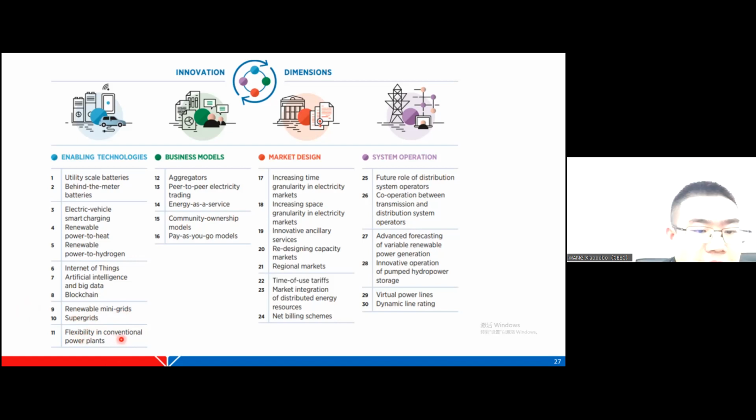And the flexibility in the conventional power plant, which means in this case coal-fired or gas-fired power plants, will follow the renewable. The business model, we need peer-to-peer electricity trading, energy as a service, and community ownership, and also for the market design and the system operation. With the rise of wind, with the rise of solar, a lot of things will be changed.